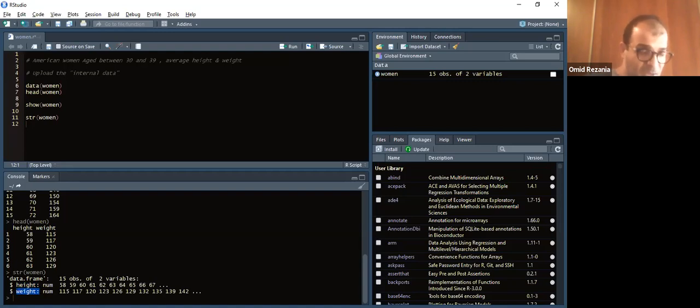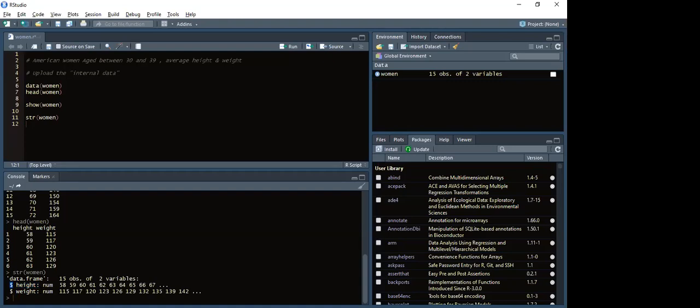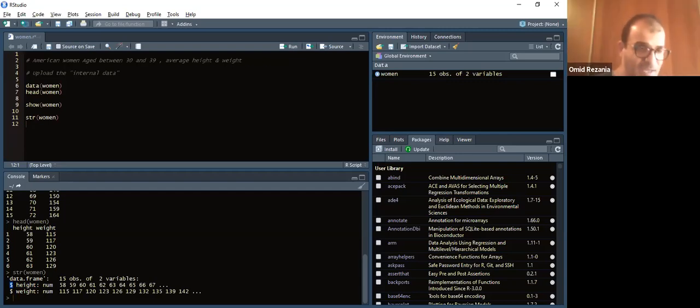I'm going to talk about what the dollar sign means. Look at the dollar sign. Everyone sees that? Yes. I'm going to show you how we can work with it. But look at that. In front of the height and weight, we have NUM, which stands for number. It means that the height and weight are numbers.